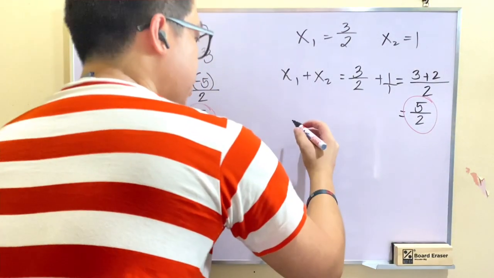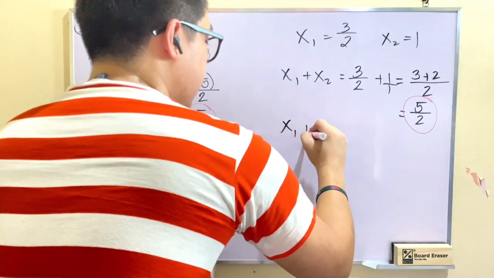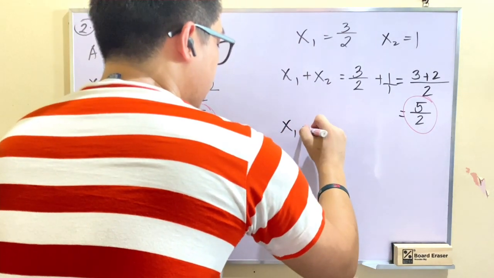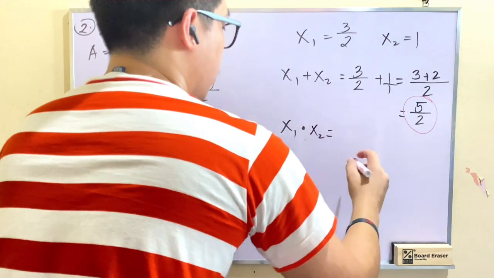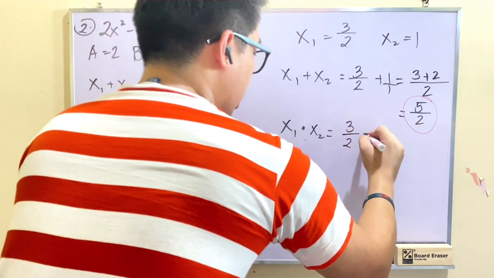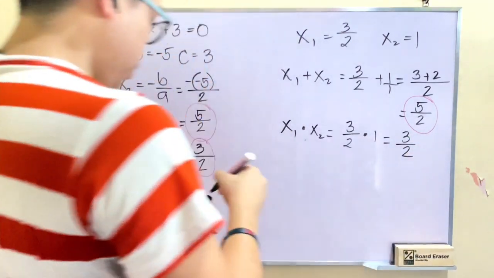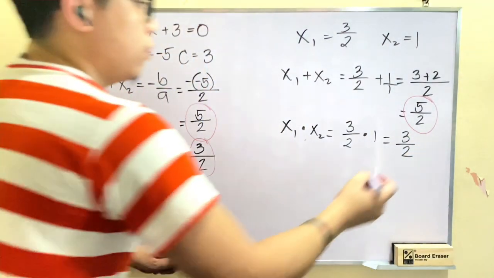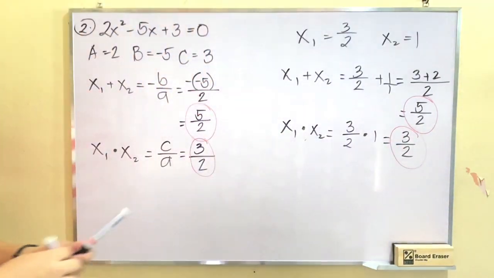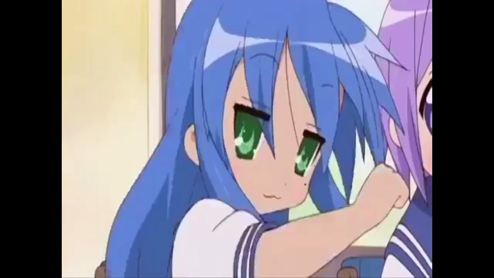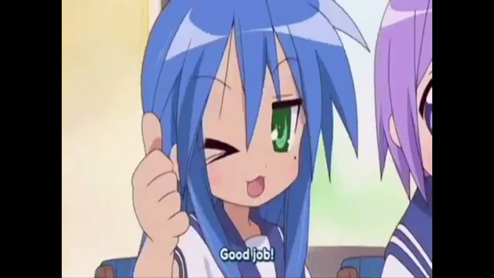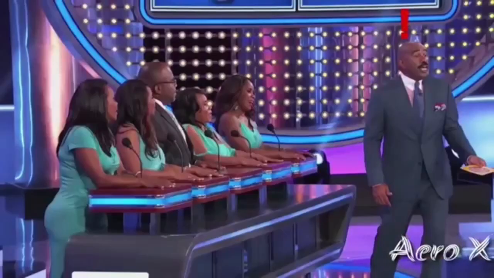Next, hanapin natin yung product. X sub 1 multiplied by x sub 2. So, 3 over 2 times 1, of course, 3 over 2, which is siya yung nakuha nating value kanina. Good job! So, ang last example natin will be a word problem.